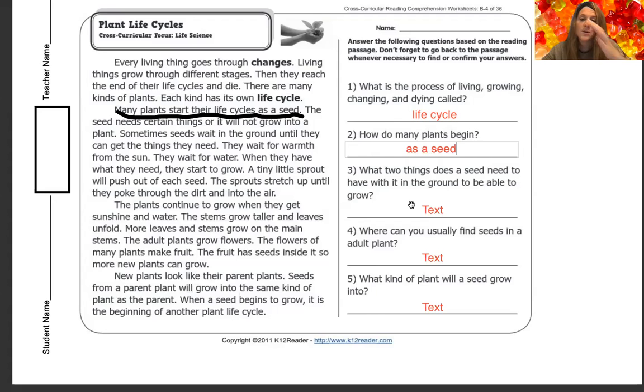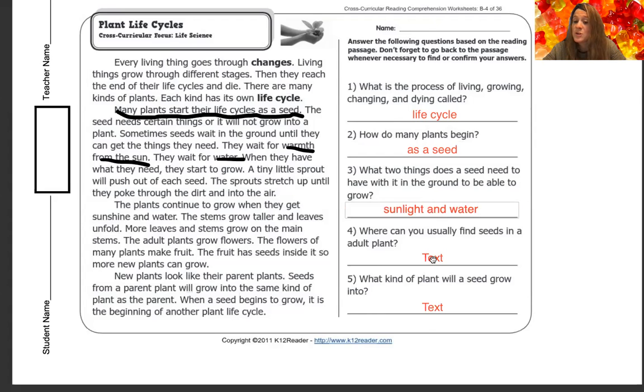Good job. Okay, question number 3. What 2 things does a seed need to have with it in the ground to be able to grow? So once it's in the dirt or in the ground, what does it need? Yeah, it says right here, they need certain things to grow, and they have to wait on those things. What do they need? Yes, they need warmth from the sun or sunlight. Good. And water. Very nice. Good job, you guys. So, sunlight and water.